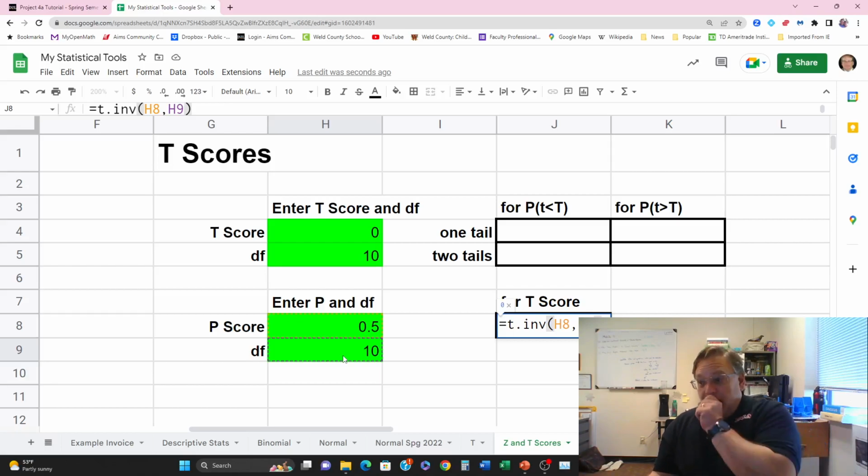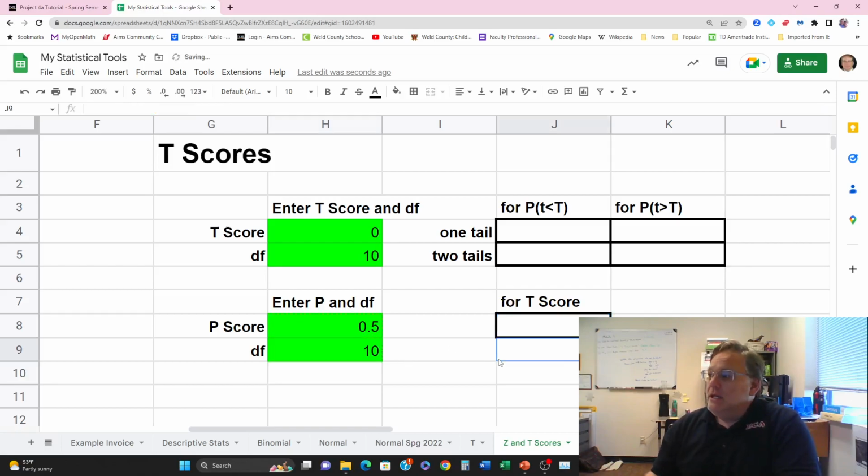And so once again, this is asking what should the t-value be for the 50th percentile for a t-distribution that has degrees of freedom of 10. And for the 50th percentile, no matter what degrees of freedom you've got here, the answer is going to be a value of 0 here. It's right in the center of the distribution.